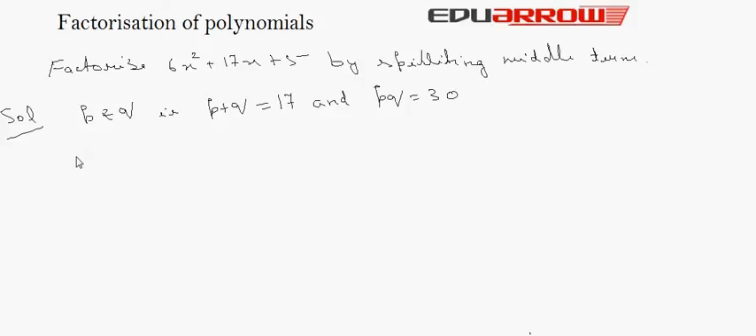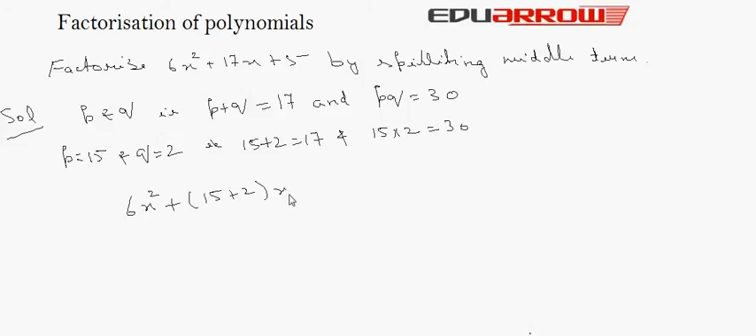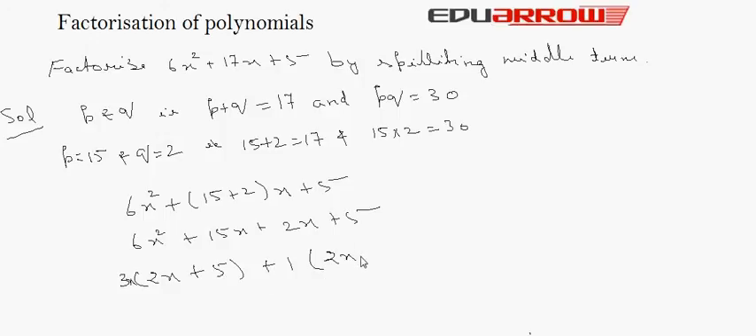So we can have p equal to 15 and q equal to 2, such that 15 plus 2 is equal to 17 and 15 into 2 is equal to 30. So we can write 6x square plus 15x plus 2x plus 5. Now taking 3x common from the first two terms, we get 3x(2x plus 5) plus 1(2x plus 5). So the factors are 3x plus 1 and 2x plus 5.